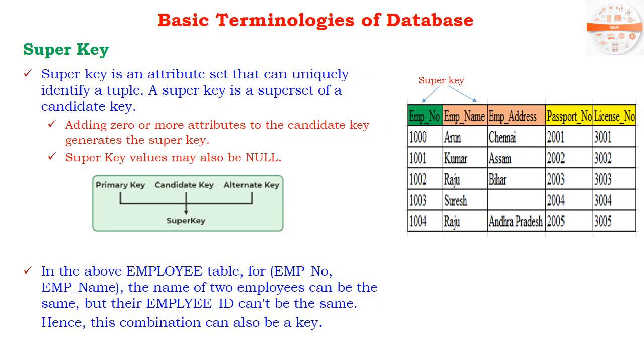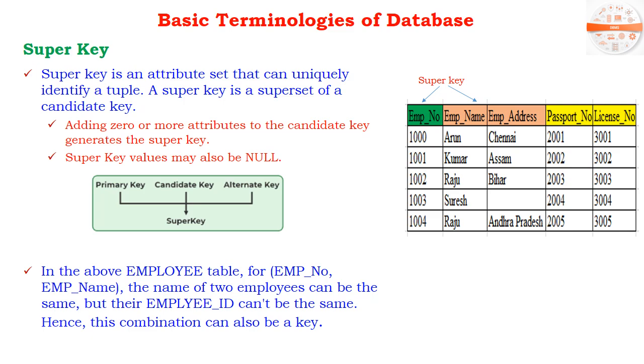Super key. What is a super key? It is an attribute set that can uniquely identify a tuple. A super key is a superset of a candidate key. Adding zero or more attributes to the candidate key generates the super key. Super key values may also be null.